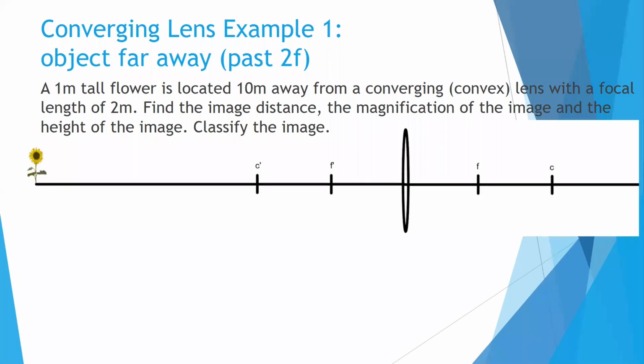Welcome to part two of our All About Lenses video. In this section, we're going to do an example of a converging lens. So we're going to start off with example one from your notes, an object far away from the lens. So we're way past 2F here.